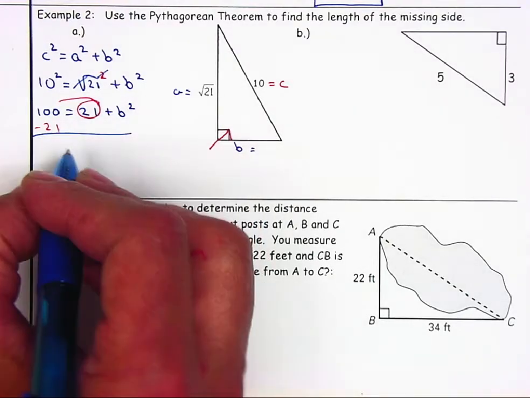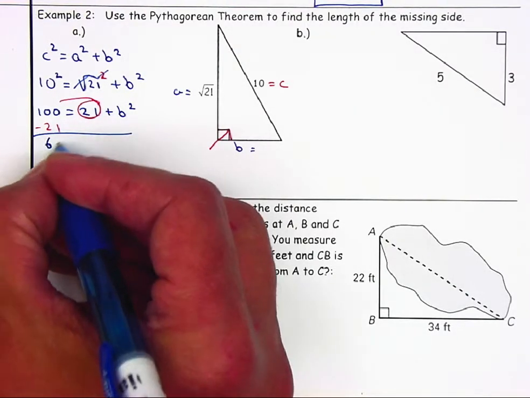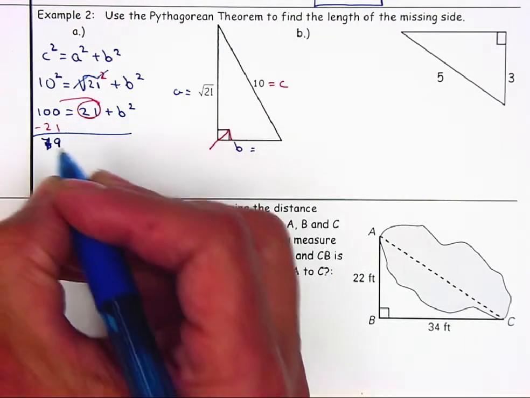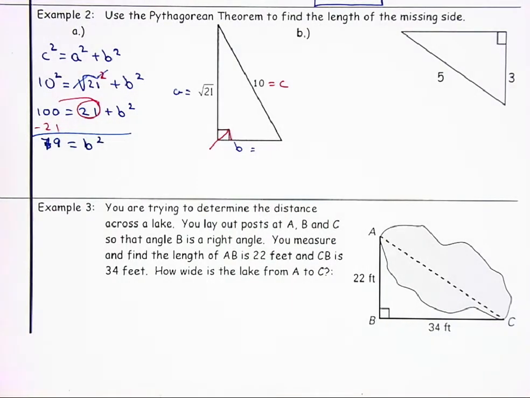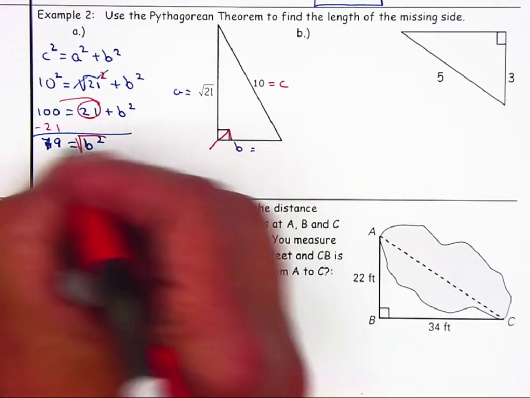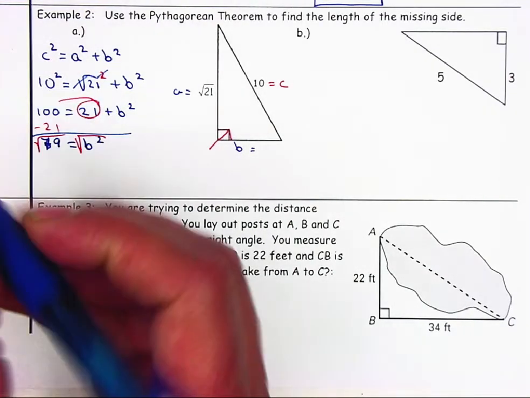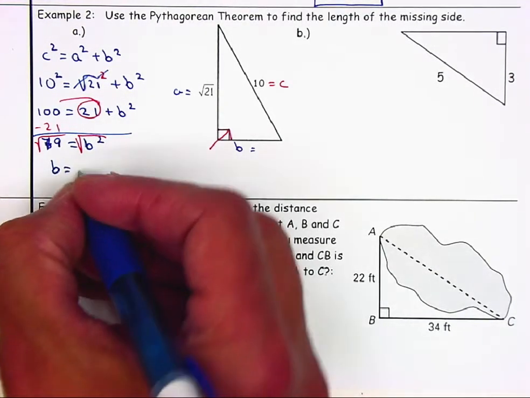100 minus 21 will be 79, equal to B squared. To get rid of the square, I'm going to take the square root on both sides. So therefore B is equal to the square root of 79.